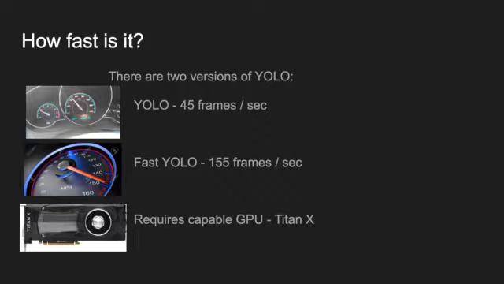In this paper, they actually released 2 versions of YOLO, just YOLO and Fast YOLO. YOLO targets 45 frames per second, while Fast YOLO is capable of pushing 155 frames per second, which is remarkably fast. And to achieve that, they require a GPU, a Titan X, which is a high-end consumer graphics card. By real-time systems, I think they consider 30 frames per second.